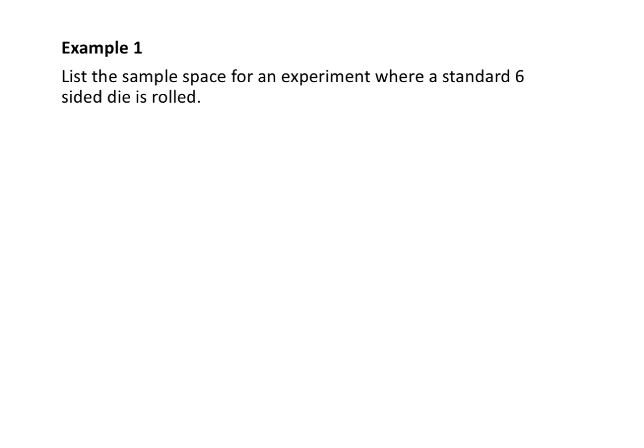In the first example, I'm going to list the sample space for an experiment where I roll a standard six-sided dice. So my sample space, and I'm going to use my S for sample space, is going to be any possible outcome. Now when I roll a dice, I'm either going to roll a 1, a 2, a 3, a 4, a 5 or a 6. So my sample space for my experiment when I roll a six-sided dice is going to be a number from 1 to 6.